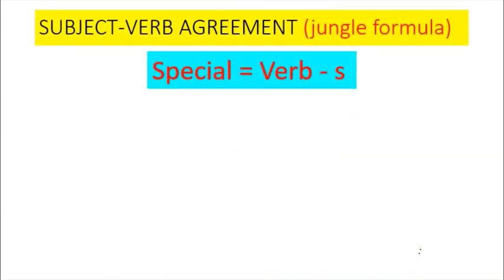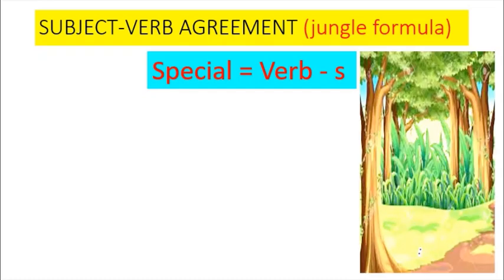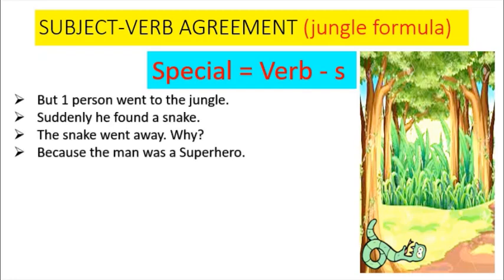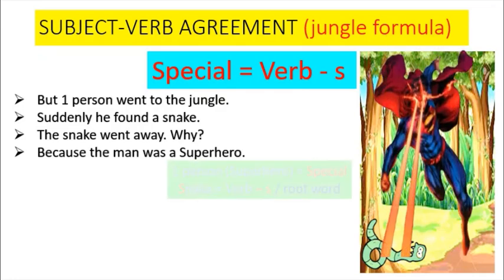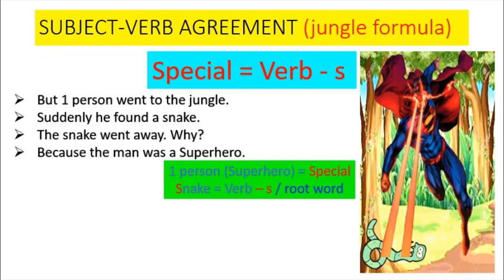This is the last jungle formula, for the special pronouns I and you. The verb is in root word form, which means no S after the verb. This is the story. One day, a person or a man went to the jungle. Suddenly, he found a snake. The snake went away. But why? He was alone. Why did the snake still go off? It was because he was a superhero. So, the superhero represents the special subjects I and you. The snake represents the verb without the S, which means the root word.